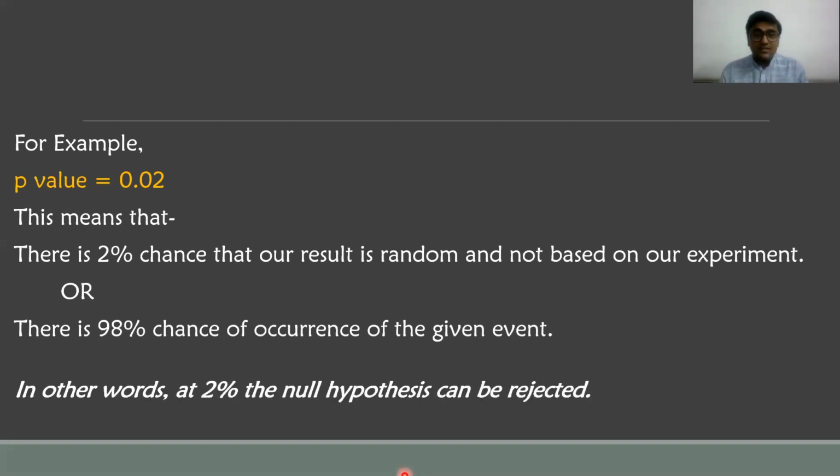In other words, we can say that at 2% the null hypothesis can be rejected. The smallest value that this null hypothesis can be rejected is 2%.